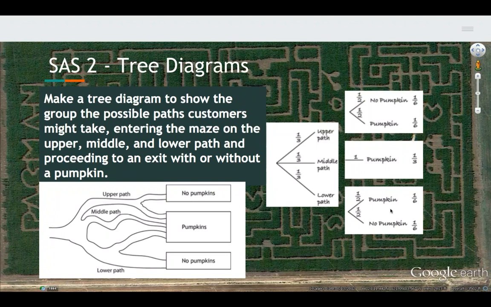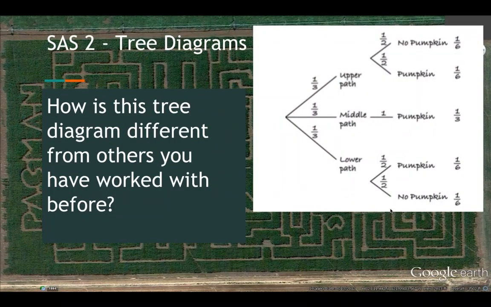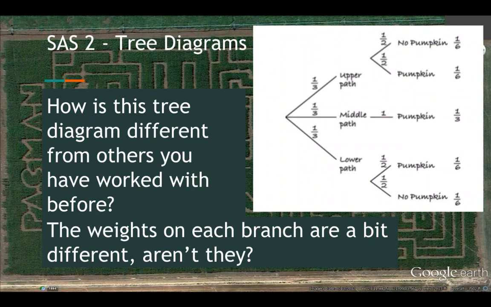It may behoove you to know, to find the total probability of something, how is this tree diagram different from others you've worked with before? Most tree diagrams work from top down and not from left to right. That's typically the way you do it. The weights on each branch are a bit different, aren't they? Yes. Notice they're not all the same weight. This is 1/3, this is 1/2, this is 1/2. How can you have all this in this one line? You might find it interesting that the sum of these 2 numbers, and the sum of these numbers, and the sum of these numbers are all 1. Going across is something completely different.